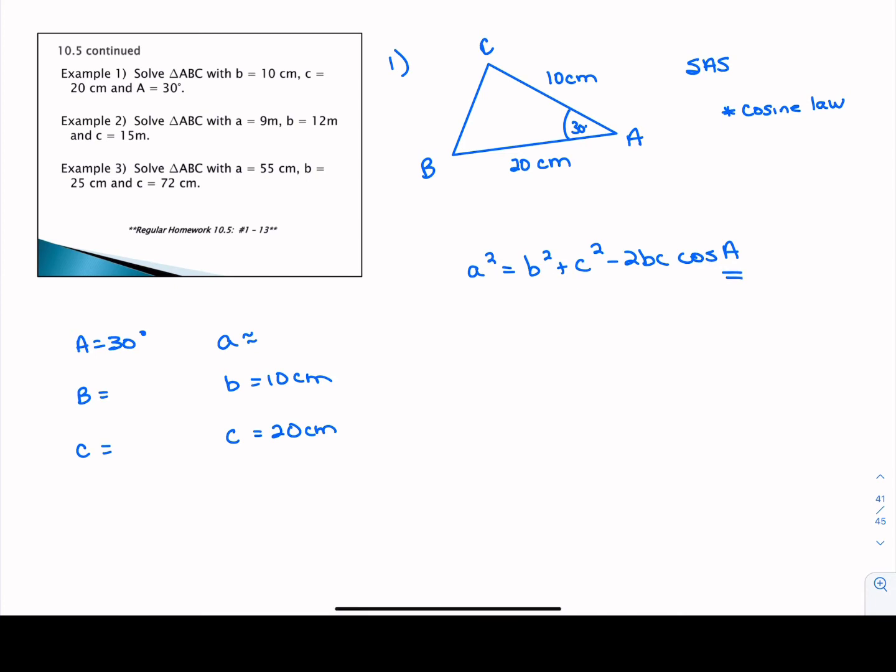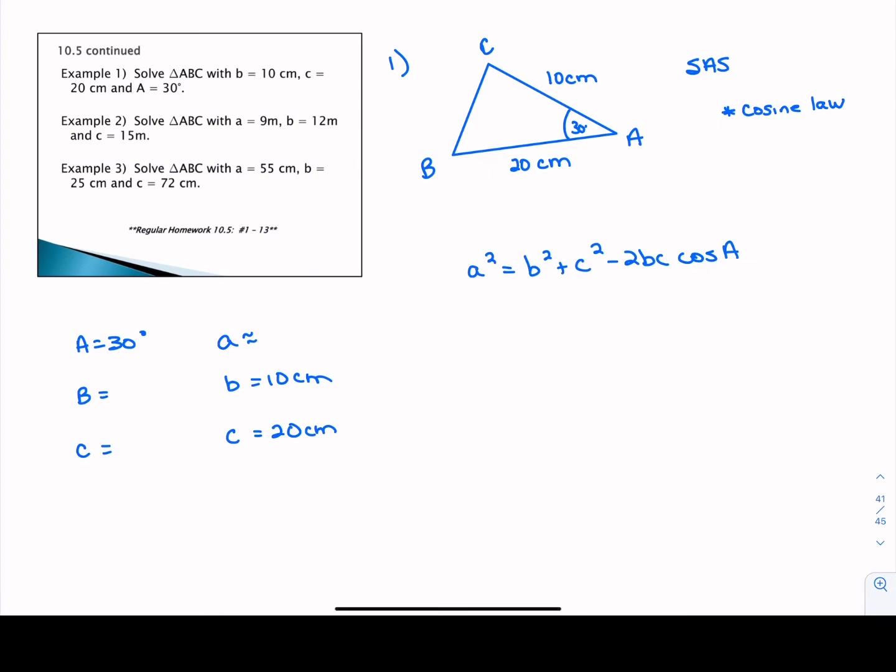I have 30 degrees in place, so I know I can make a substitution. I also have side length B and side length C. So what this version of the cosine law is going to allow me to do is solve for side length A. Keeping that in mind, now this just becomes an exercise in substitution.